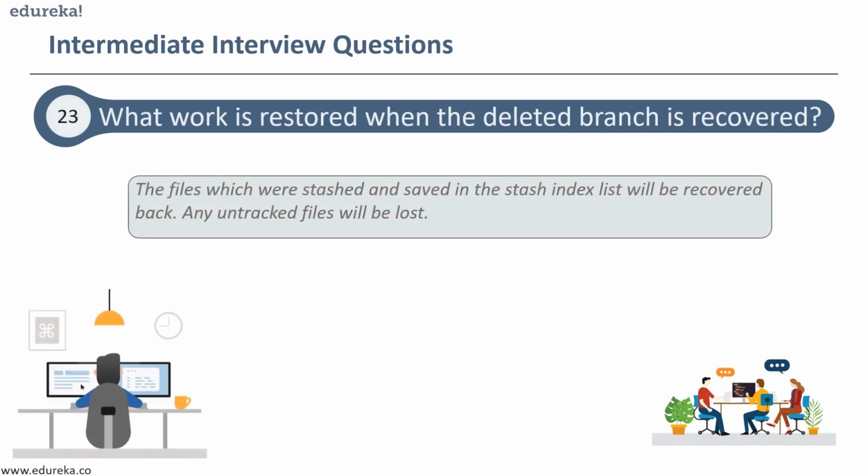The next question is, what work is restored when the deleted branch is recovered? The files which were stashed and saved in the stash index list will be recovered back. Any untracked files will be lost. Also, it is a good idea to always stage and commit your work or stash them. If you want to fetch the log references of a particular branch or a tag, then run the command git reflog and the reference name. We will see about git reflog in the subsequent part of this session.